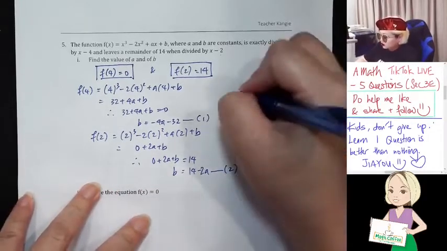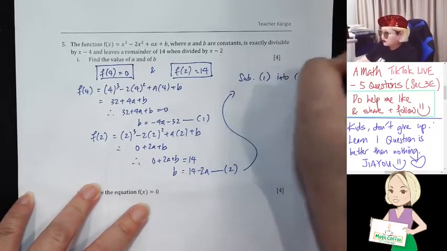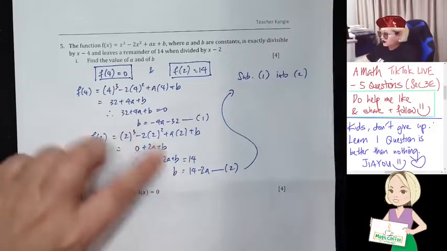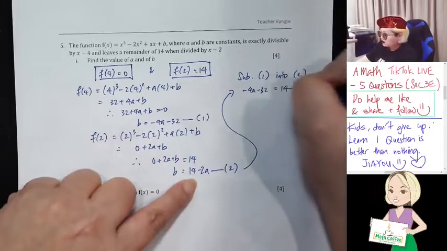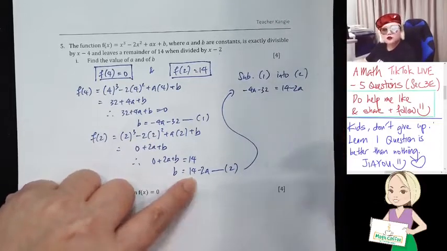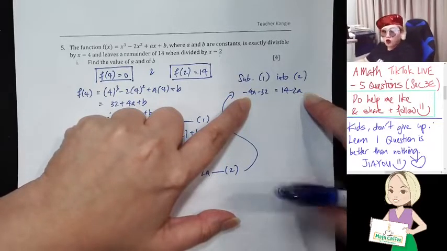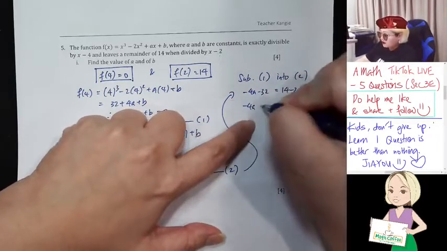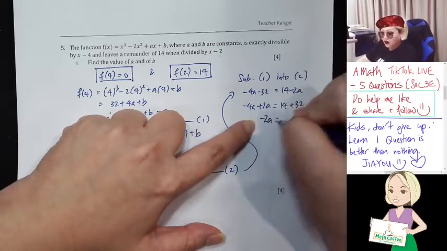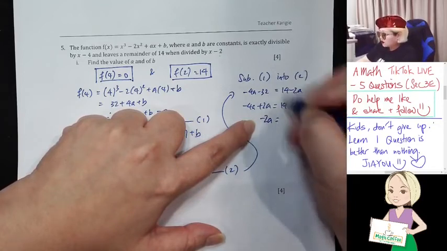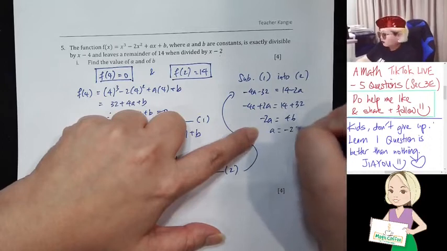So let's continue. I'm going to sub 1 into 2. Since both have b as the subject, I just say minus 4a minus 32 is equal to 14 minus 2a. So it becomes an equation solving for a. It's a linear equation now. So shifting, minus 4a plus 2a equals 14 plus 32. So I get minus 2a equals 46. And I get a equals negative 23.